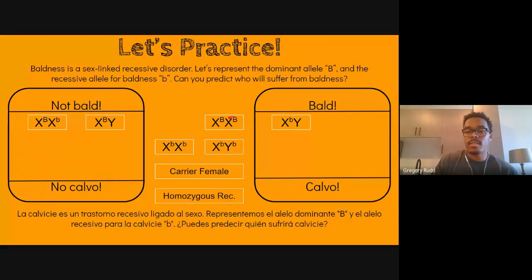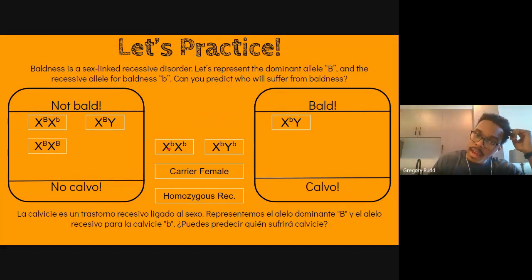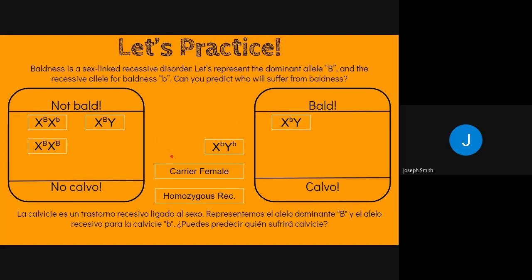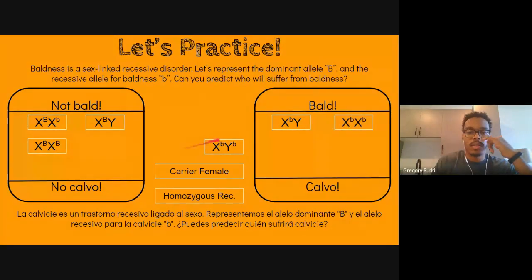What about next? This person. Good. This person here is homozygous dominant. They have two dominant alleles, so they are not bald. And this person, what about this one right here? Bald. Yes, this person is bald.